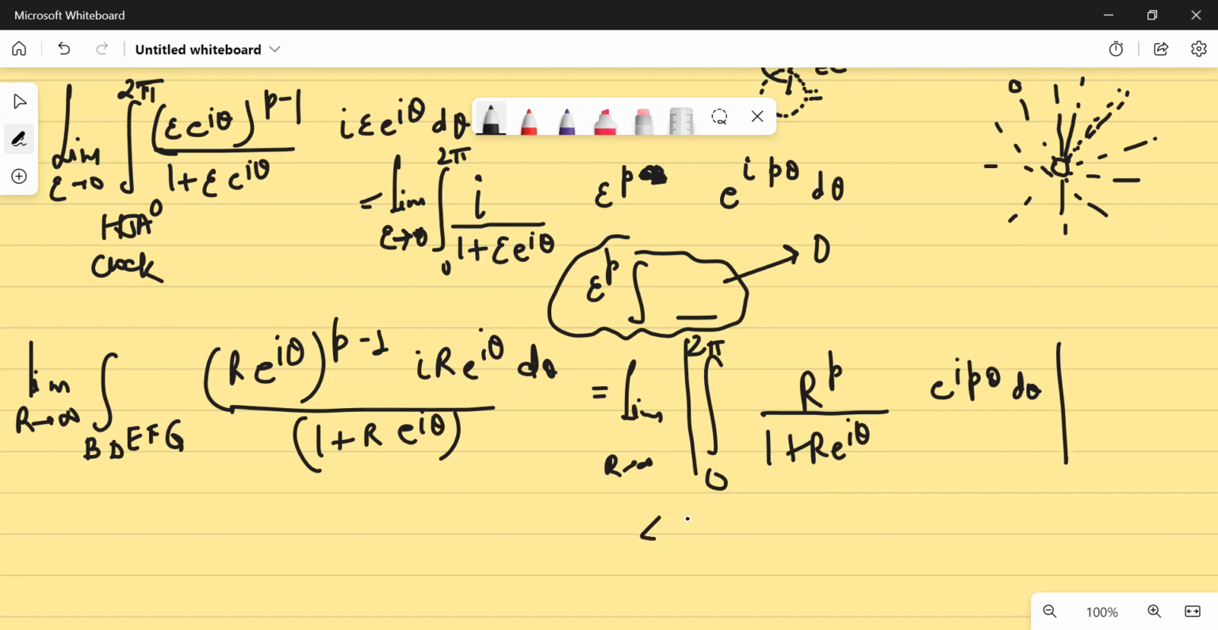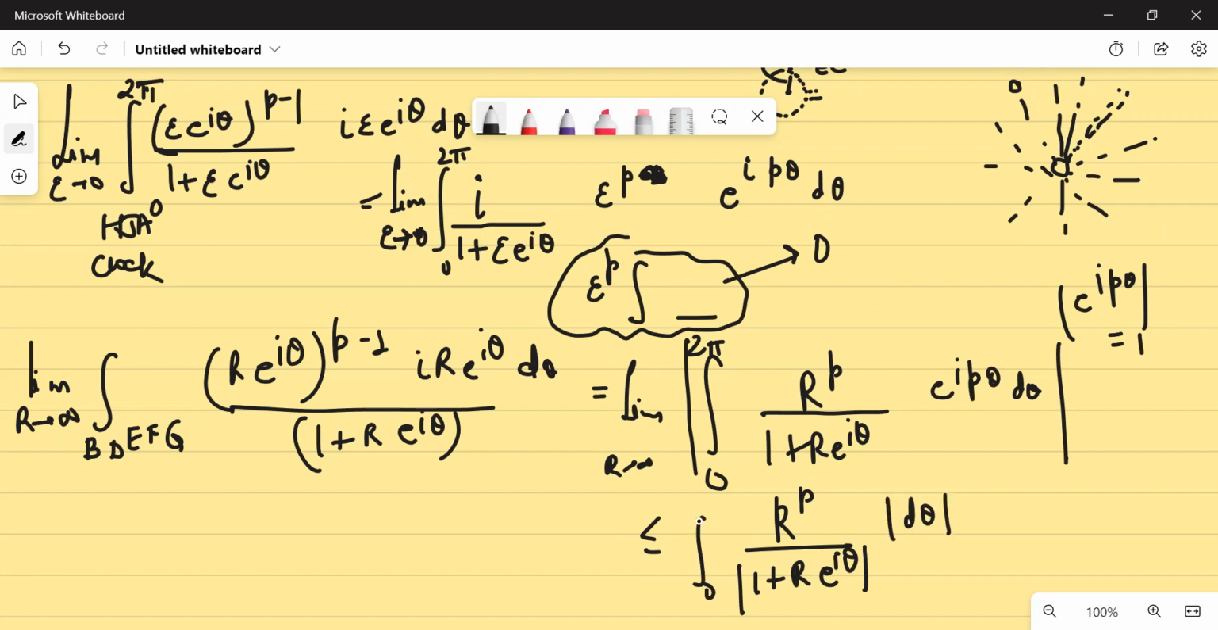So this modulus will be less than or equal to the modulus inside, right? And understand the modulus of e to the power iota p theta will be 1, so I'm not bothered about it. So what I will get is r to the power p upon the modulus of 1 plus r e to the power iota theta, and the modulus of d theta, integration from 0 to 2 pi. Is that clear?